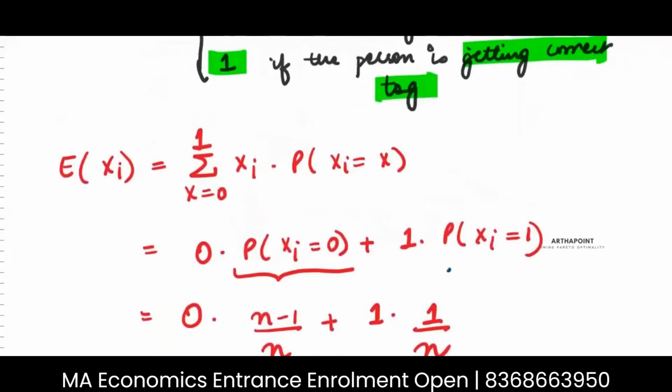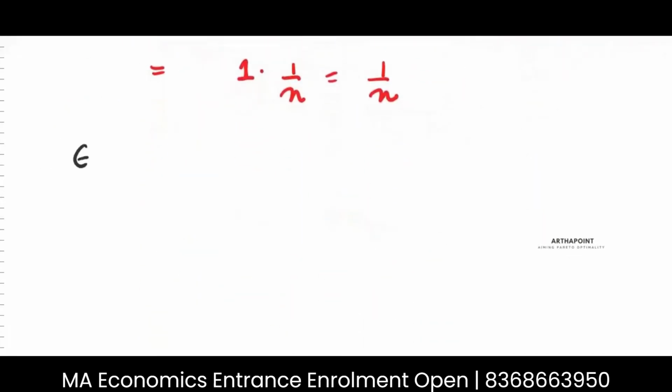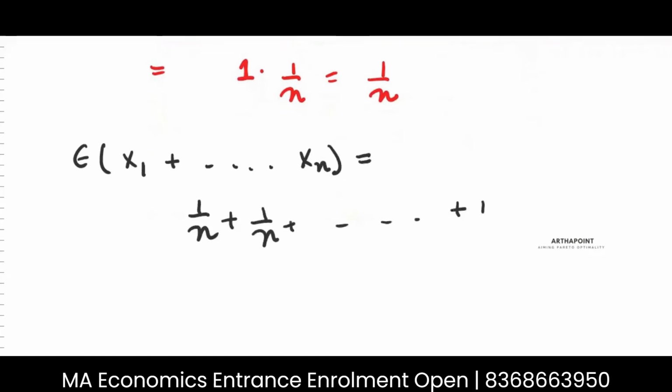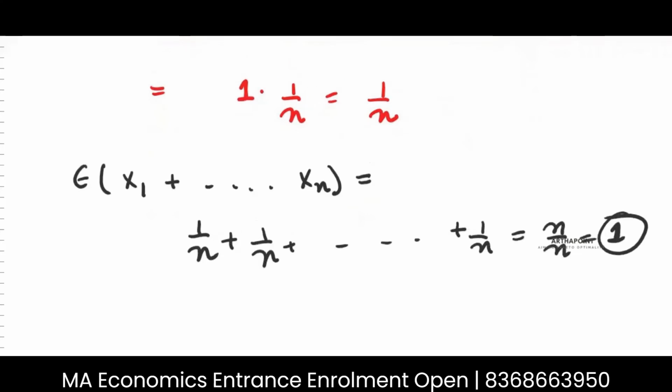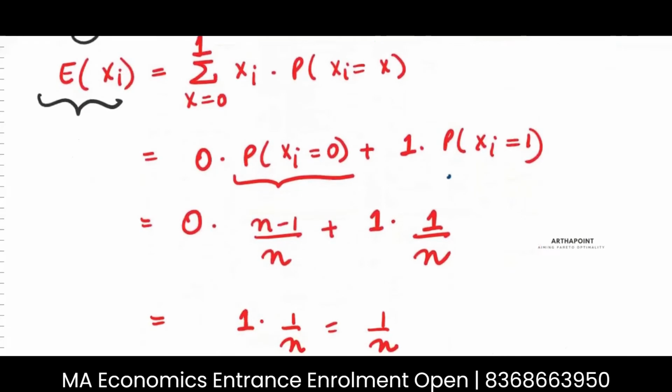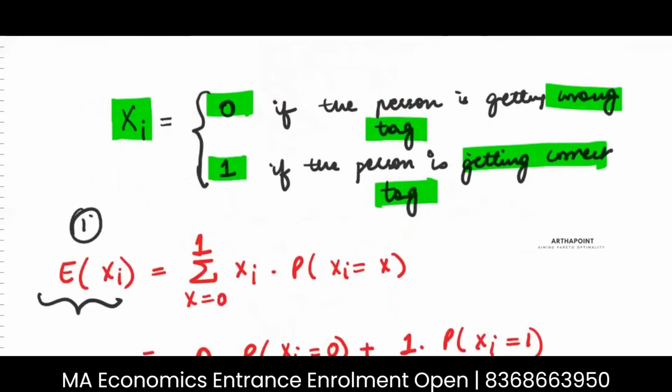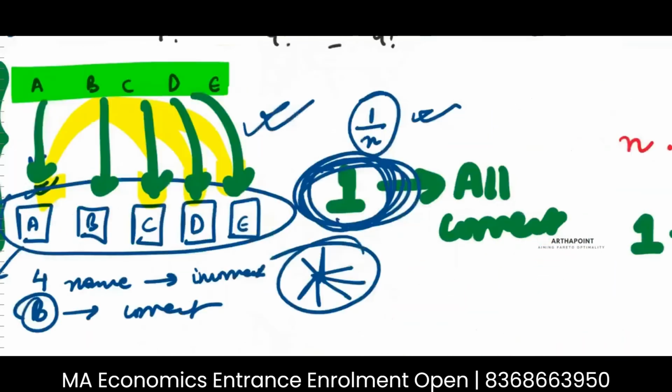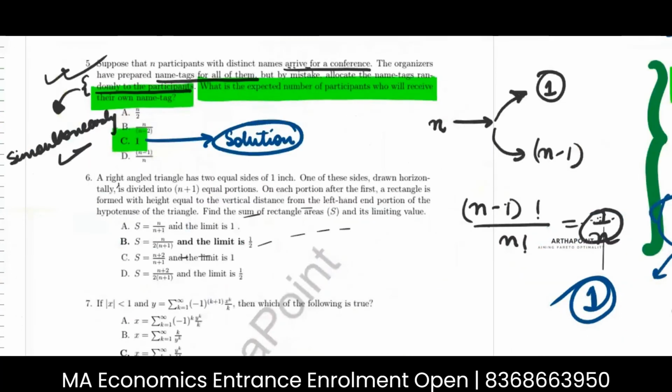Now this is the expected value of xi, right? Now xi was only for one individual i. How many such individuals are there? n individuals. So the expected value of x1 plus x2 till xn will be 1 by n plus 1 by n and so on till 1 by n, which will be n by n, which will be 1. So the answer to this question is 1. So this is also a way of solving where you formulate a Bernoulli variable and you go ahead and mark the answer. So the answer is 1.